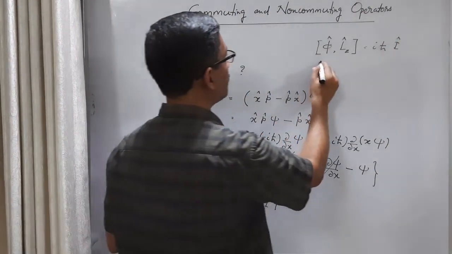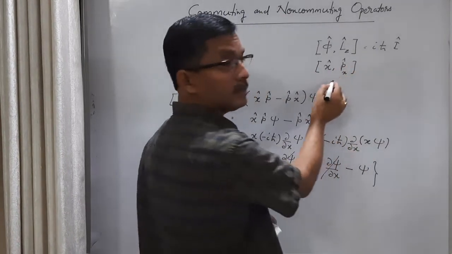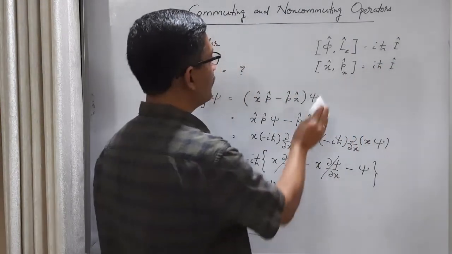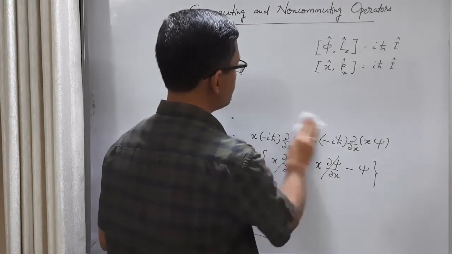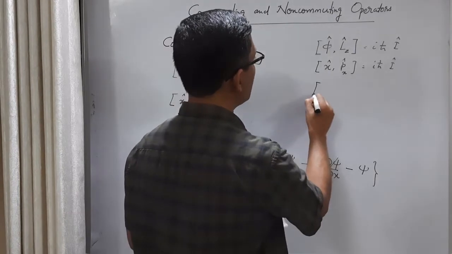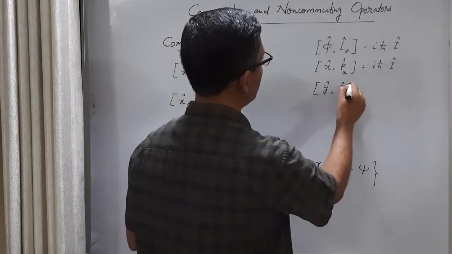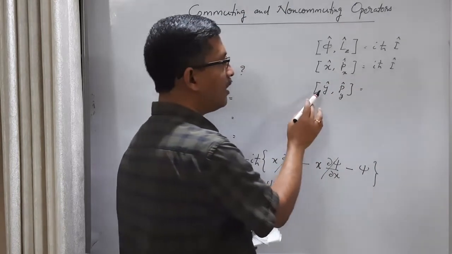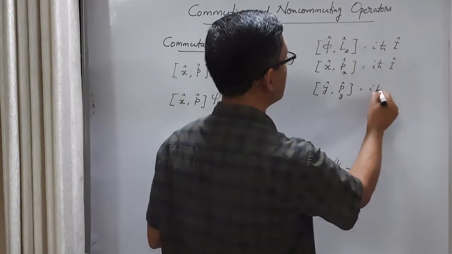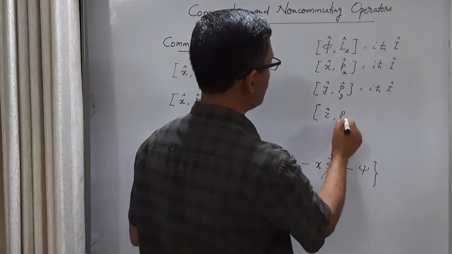So we have got two examples: x and px satisfy the relation equal to iħ identity. The azimuthal angle and Lz satisfy this relationship, and we can consider other components of position and momentum. The same commutation relation is there between position along the y-axis and the linear momentum component along the y-axis, and between position along the z-axis and the linear momentum component along the z-axis.